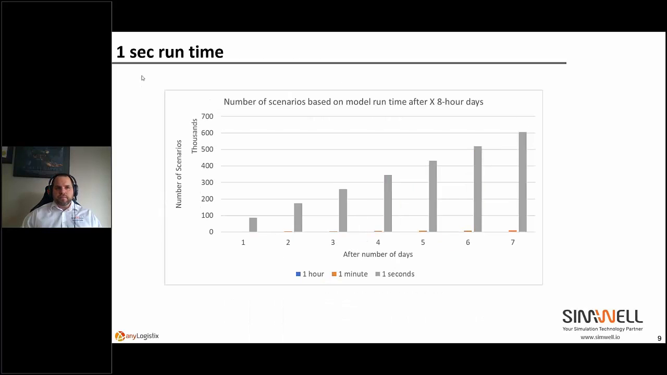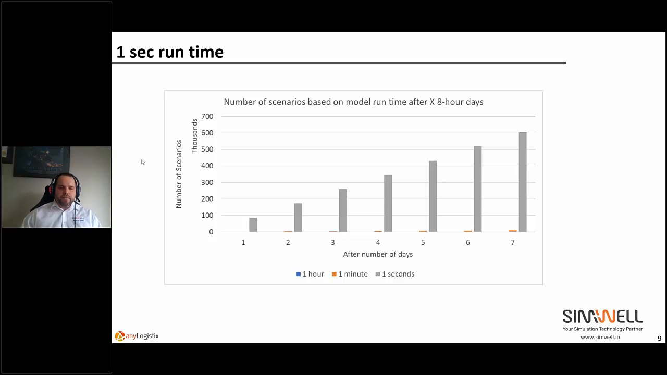Now, this is for 1 minute versus an hour. What if it's 1 second? What if your model takes 1 second instead? Then in a week, you can run 600,000 scenarios. Do you think your results would be better if you can run 600,000 scenarios versus 168? It will be much better, right?